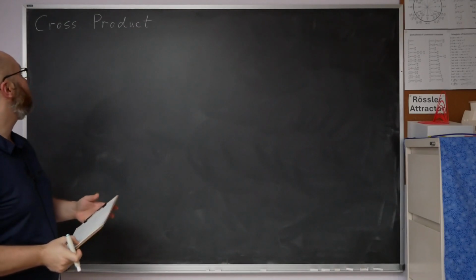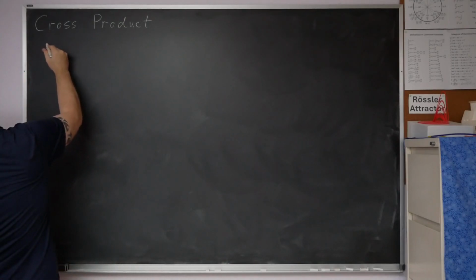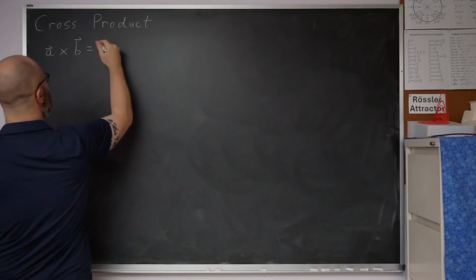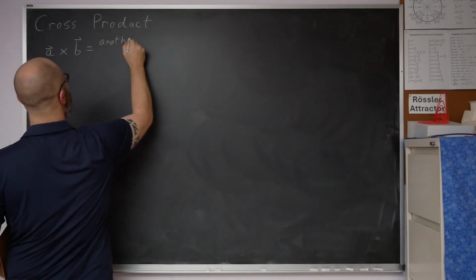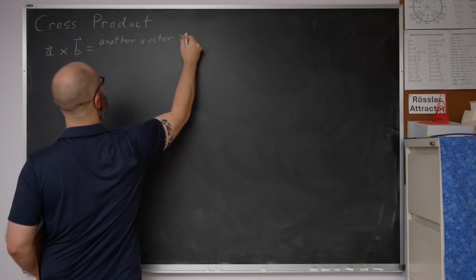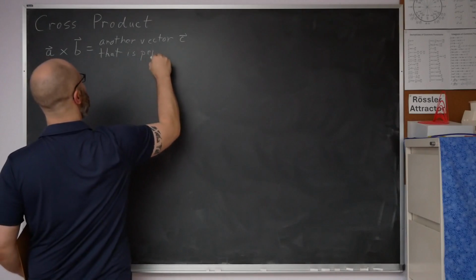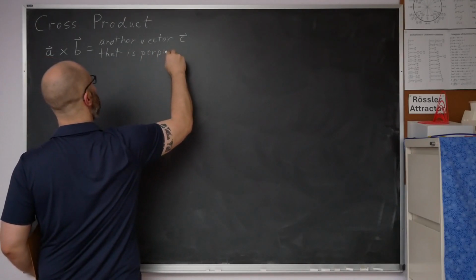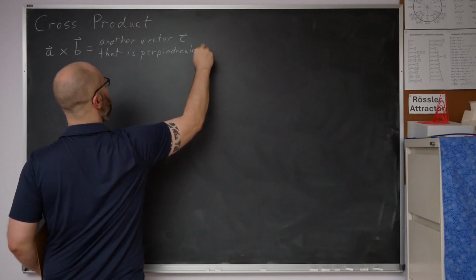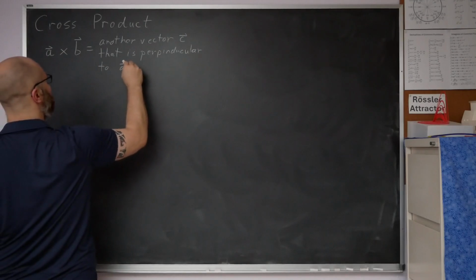Another useful operation you can do on vectors is called the cross product. It's written as A cross B, and what it outputs is another vector, which I'll call C, that is perpendicular, I spelled that right, to A and B.